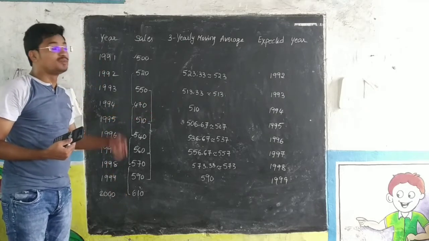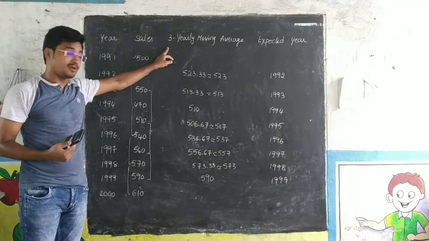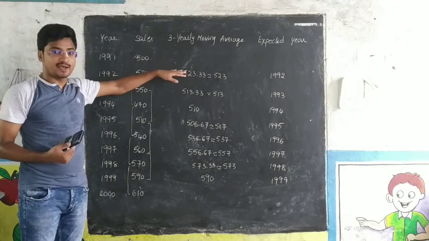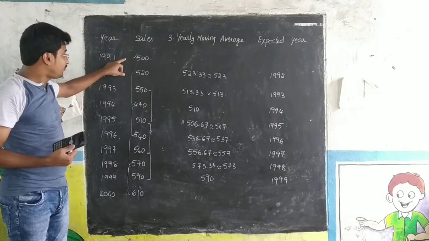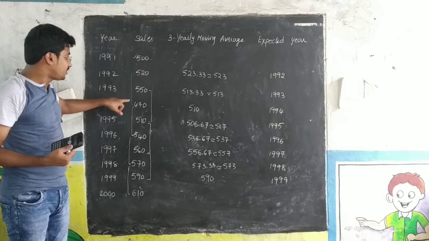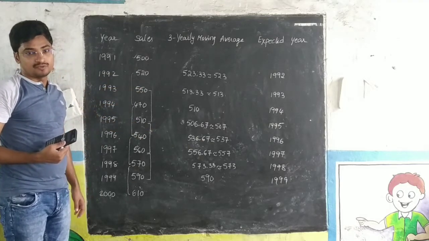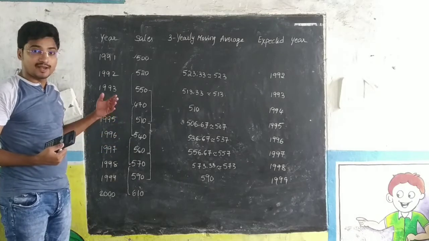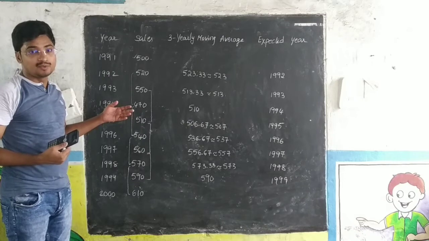These are the moving average calculations. This is 3 yearly. After that I have to explain 5 yearly moving average. Same calculation: average of the first 5 years. For example, 500, 520, 550, 470, 510, divide by 5. First note it down. After that I will explain how to draw a 3 yearly moving average.